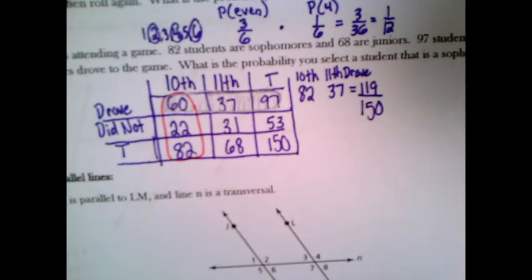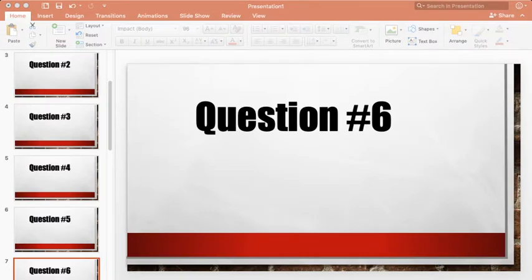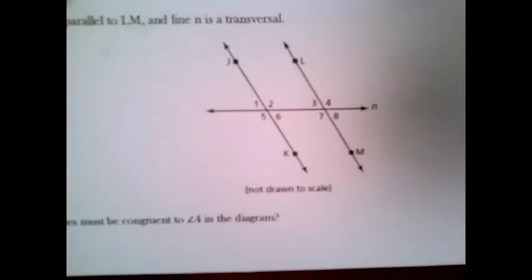So let's go to number 6. Okay, we're on to question number 6. Okay, here we go. So they just want to know what angles are congruent to number 4 in this problem. So I'm going to zoom in a little bit there.